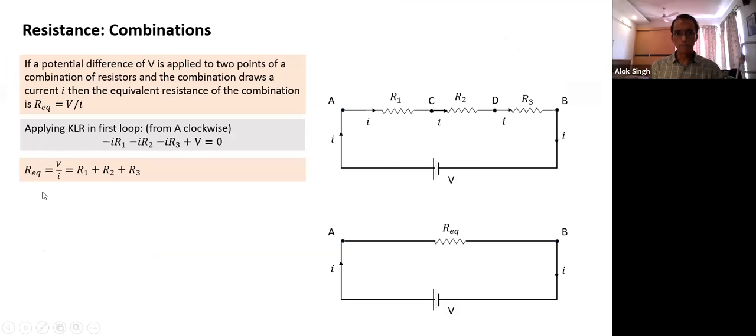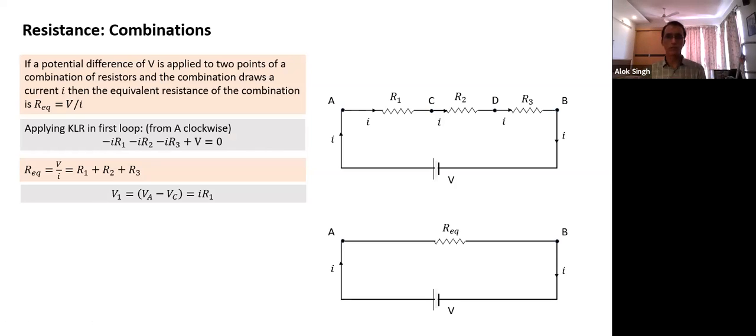And what is R equivalent? R equivalent is V by I. Can we find out the ratio V by I from here? If I find the V by I ratio, it is equal to R1 plus R2 plus R3. So this gives you R equivalent is equal to R1 plus R2 plus R3, which we have known. So in case of series combination, equivalent resistance is the sum of the individual resistances.